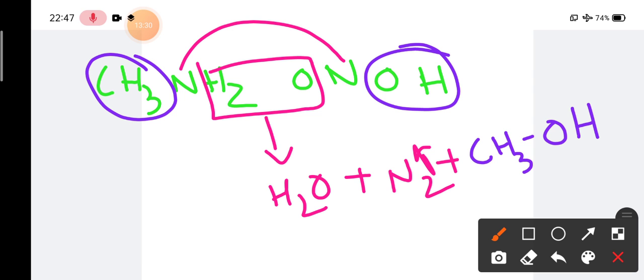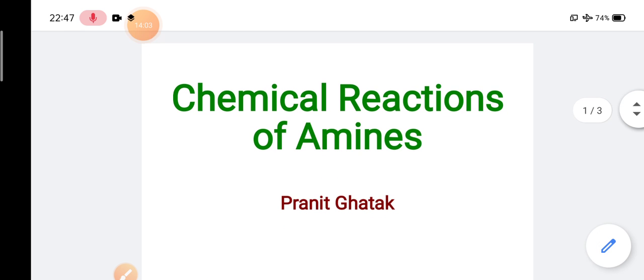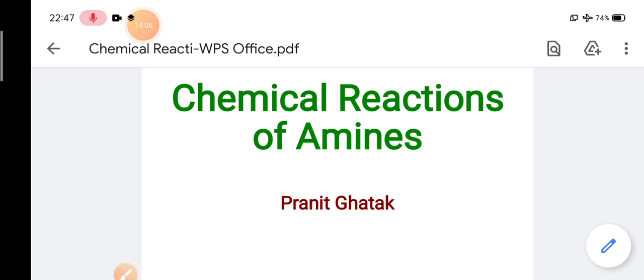Okay, so please take notes on these reactions, on these tips, on these tricks as well, so that you get a clear idea about how to do these reactions. Okay, so this is the last reaction of today's class. I hope you have understood this part. In this class we have discussed 4 reactions, that is the acylation reaction, the reaction with Tilden, the carbylamine reaction, and the reaction with HNO2. Okay, so I hope you guys have understood this part very well.